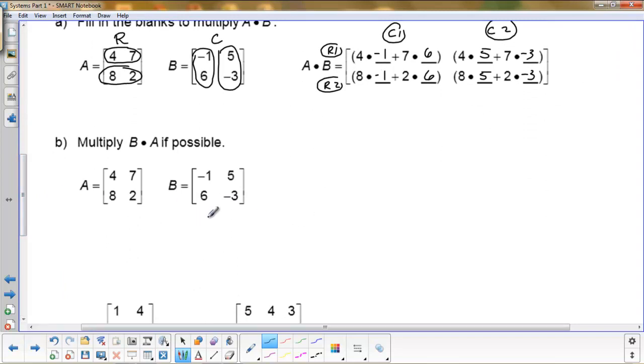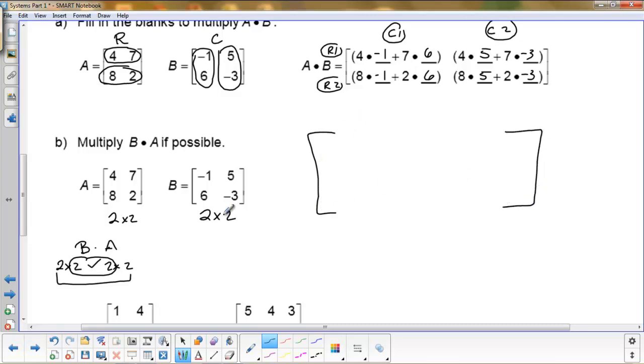All right, multiplying B times A if possible. We'll go ahead and write our dimensions: 2 by 2 and 2 by 2. Because it says B times A, I can't just circle these like this. I actually have to rewrite it so that I can see it properly. In this particular problem it's not going to make a difference, but you want to get into this habit so that you don't make a mistake in the future multiplying A times B instead of B times A like it states. That means the resulting matrix is going to be 2 by 2.